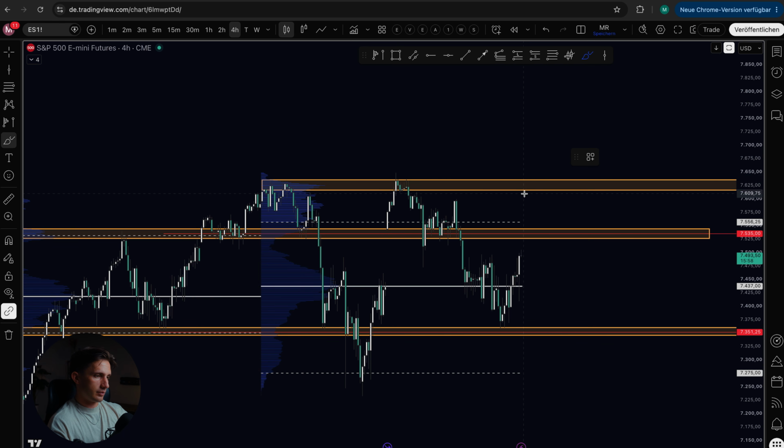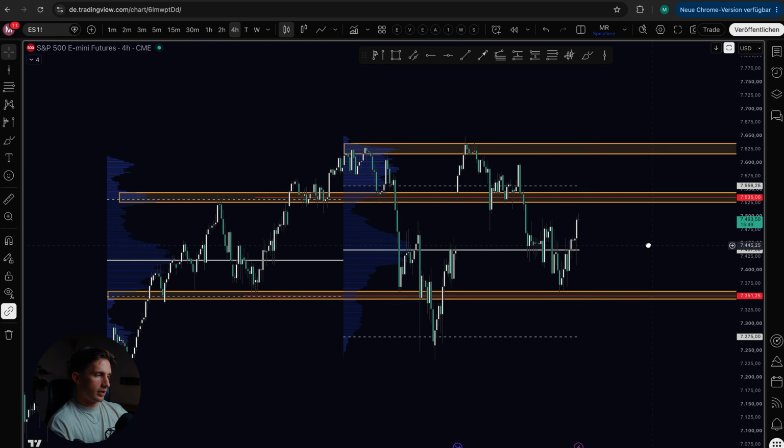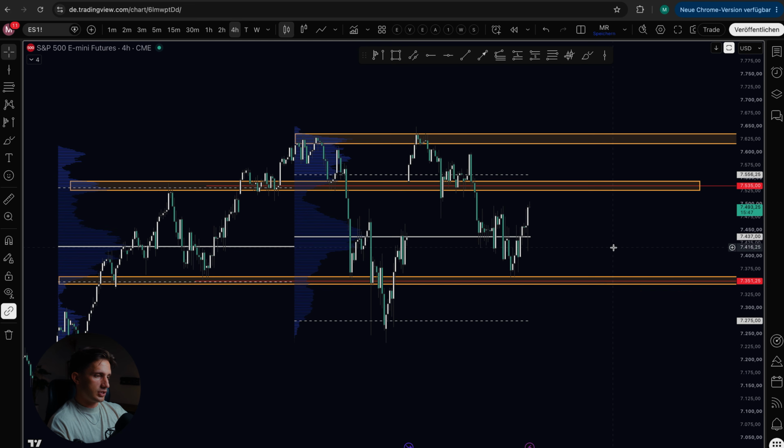Again, if the market breaks here this zone, this all-time high zone right here, you wait for a retest, you look out for a higher value. That's all about swing trading. You need to have the patience, right?